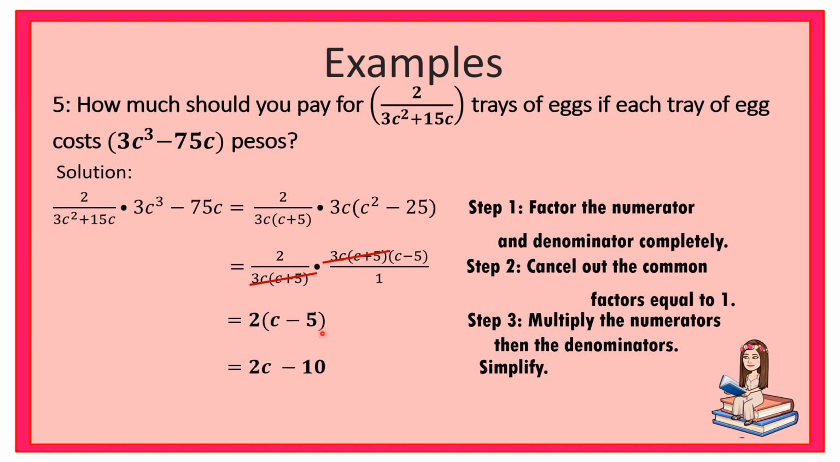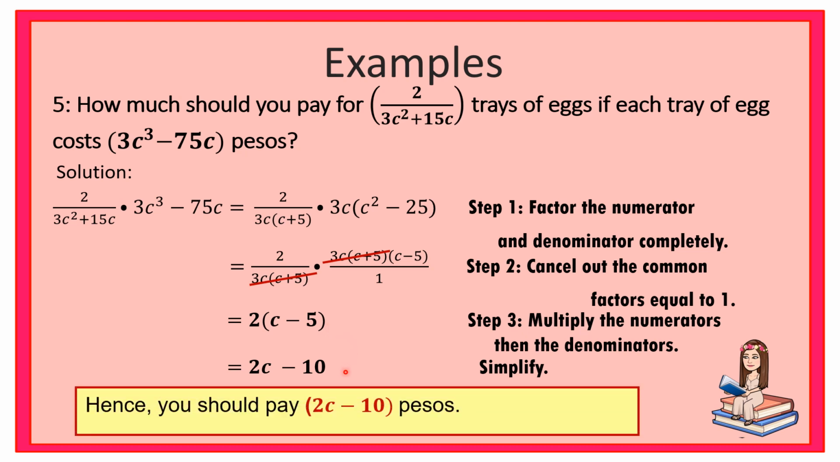Or pwede rin naman sa iba, sinisimplify pa nila by multiplying. So, 2 times c is 2c. And 2 times negative 5 is negative 10. Well, for me, either of the two is considered correct naman. Okay? So, pwedeng ito yung maging final answer ninyo. Pwede rin naman na ito. And so, you should pay 2c minus 10 pesos.